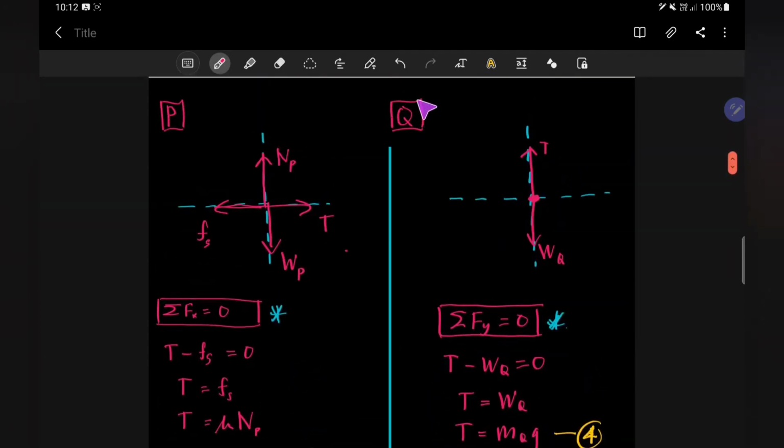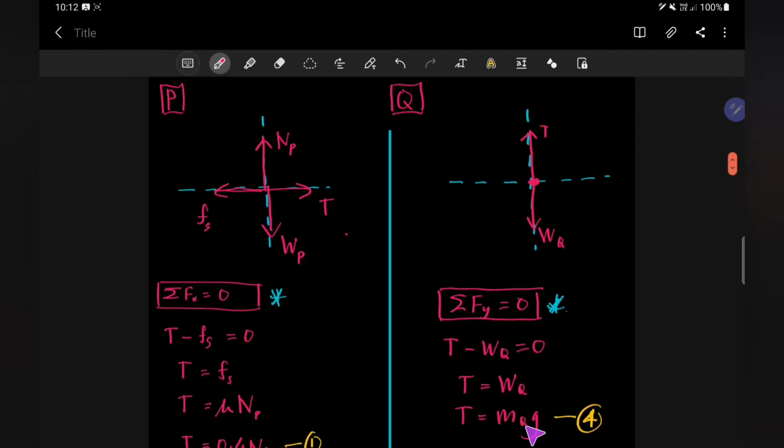And then from the second body, which is Q, again no motion, so T is positive while WQ is negative because of the downward direction. So sum of Fy equals 0, T minus WQ equals 0, so that T equals WQ, where WQ is mg, isn't it?